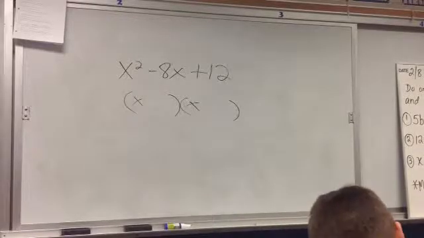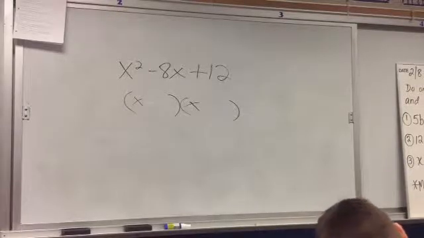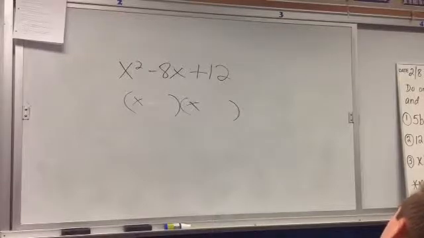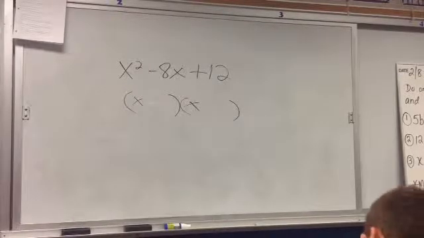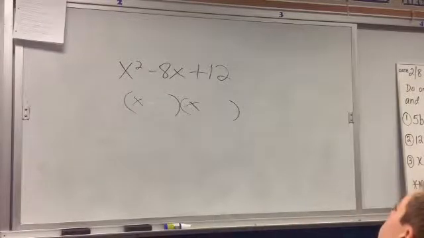You're trying to find two numbers that multiply to make 12 and add to make -8. So what are the factors of 12? Write them.